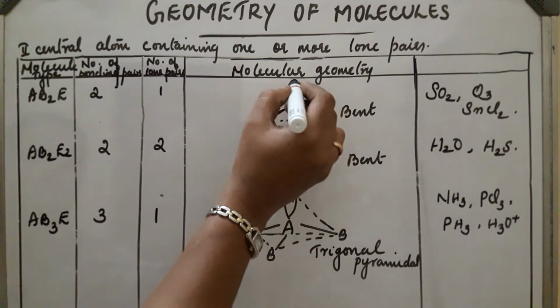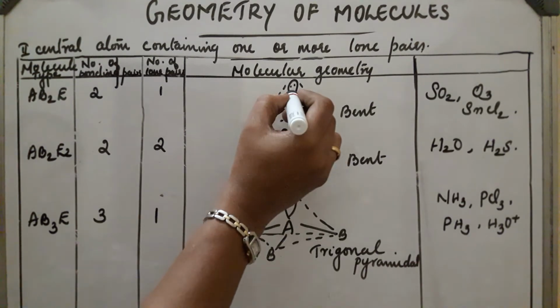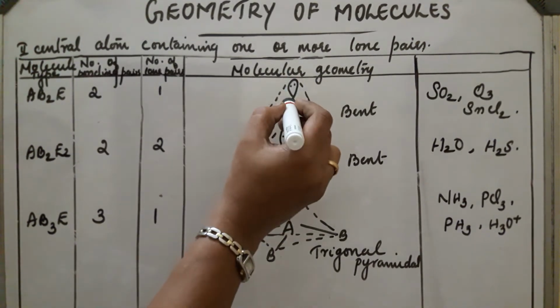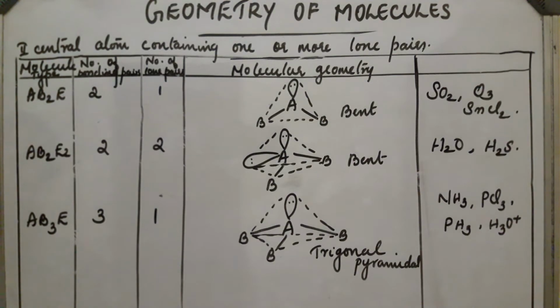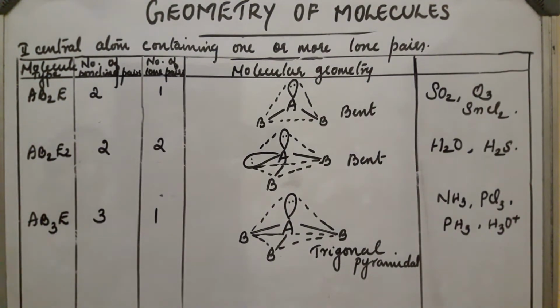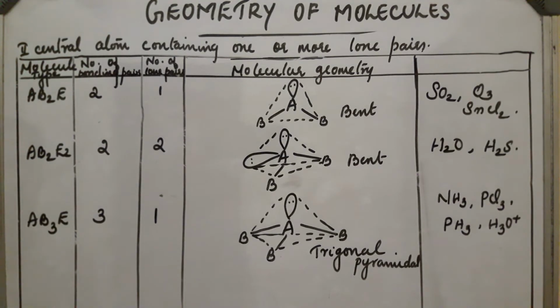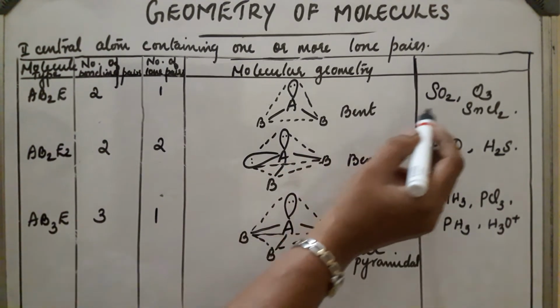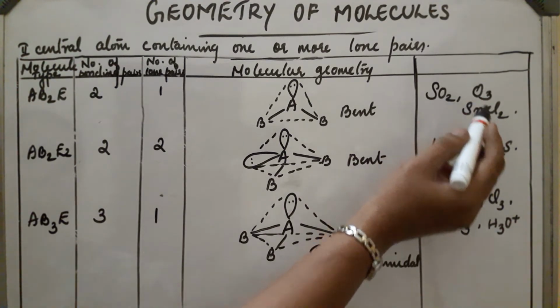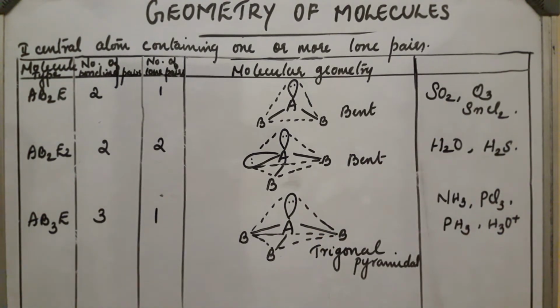Actually this is trigonal shape, but due to the presence of this lone pair, the BAB angle is reduced from the trigonal angle, because a lone pair of electrons occupies more space in the geometry, and the shape is a bent structure. Examples are SO2, O3 and SnCl2.